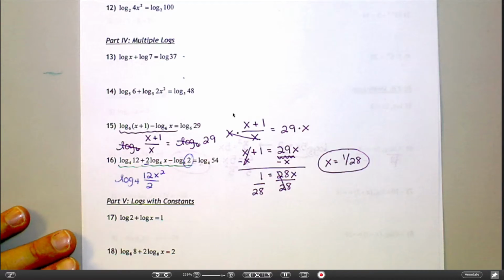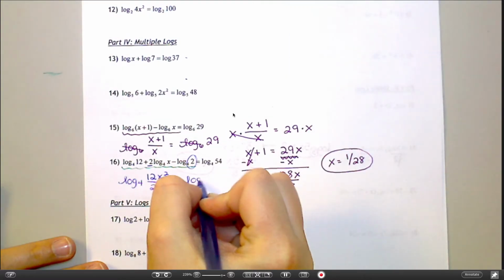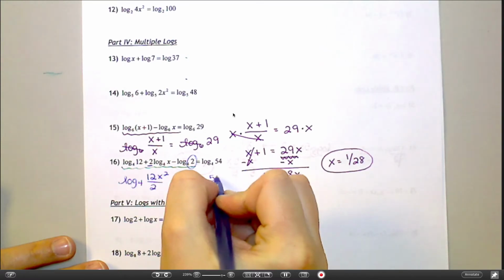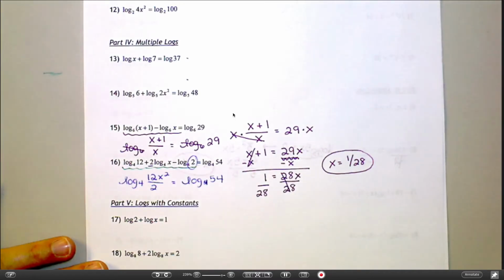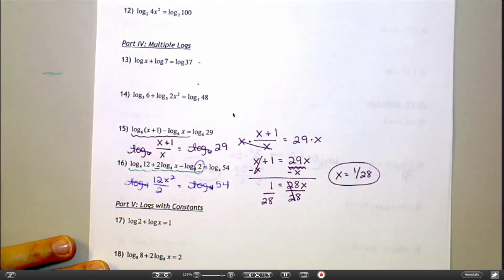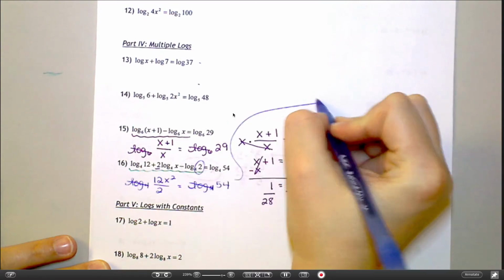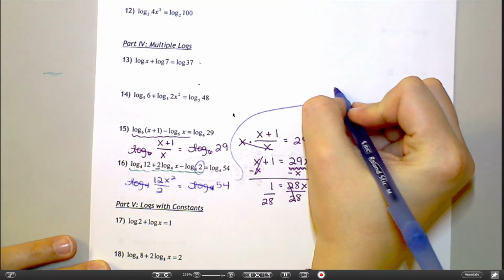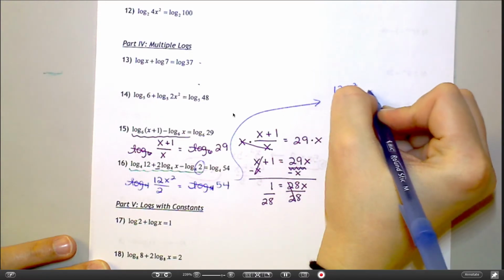And that's just going back to those properties. Remember when I was having you do all those things where we were taking logs apart and putting them back together? Okay, and then that equals log base 4 of 54. Sorry, not log base 2, log base 4 of 54. From here, I would cross out my logs, and so I'm left with, I'm going to put this up here, hopefully that won't confuse you. Now I'm left with 12x squared over 2 equals 54.